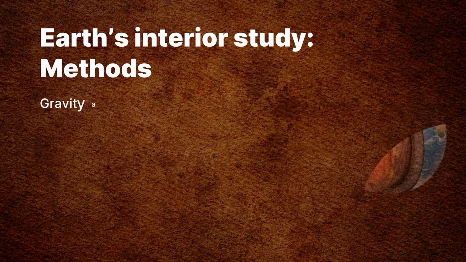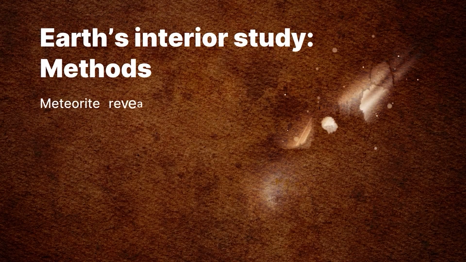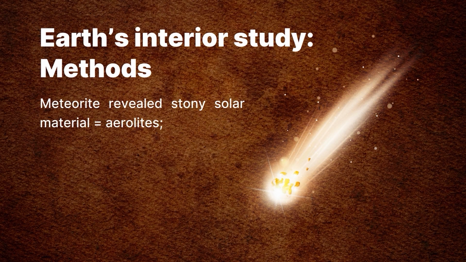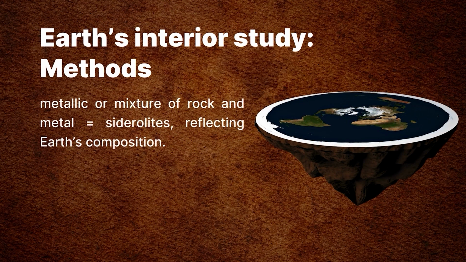Now Earth's interior study methods. What are the methods employed in the study of the Earth? The gravity and magnetic anomaly method suggests mass and material distribution in the crust. Meteorites are another important material by which we can study the interior of the earth. The meteorites reveal stony solar material, which is called aerolites, and metallic or a mixture of rock and metal, which is called siderite, reflecting Earth's composition.